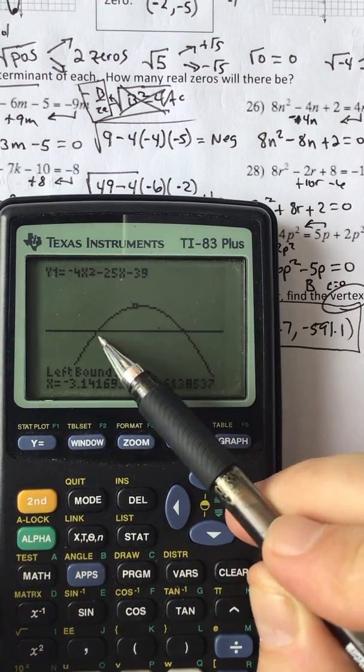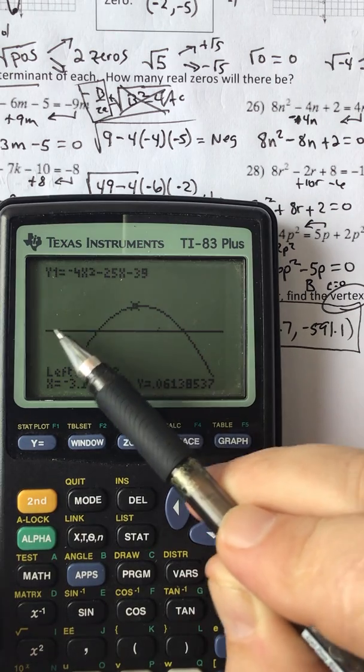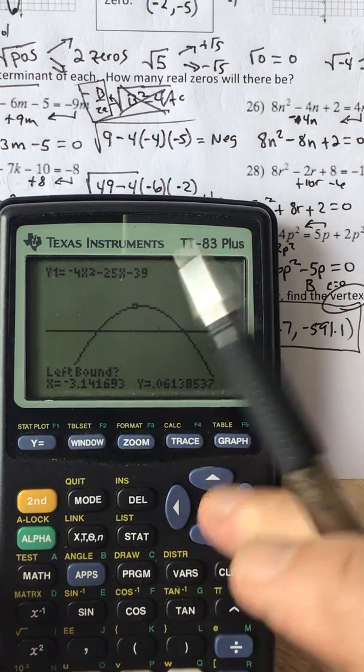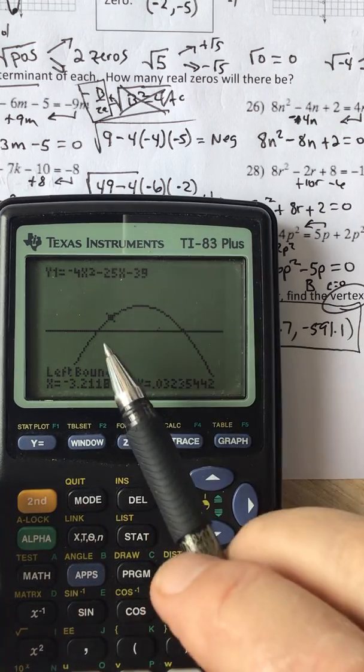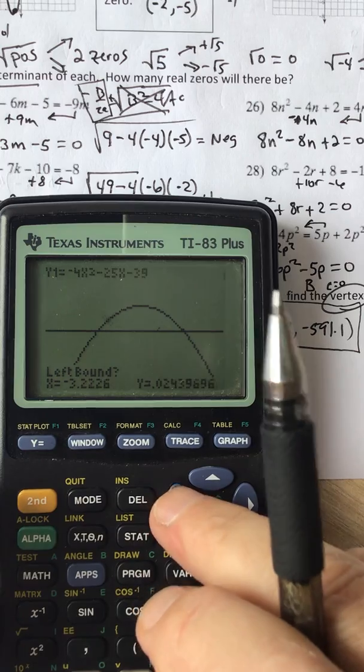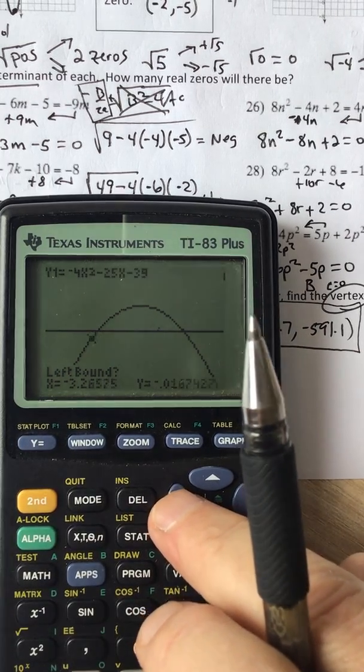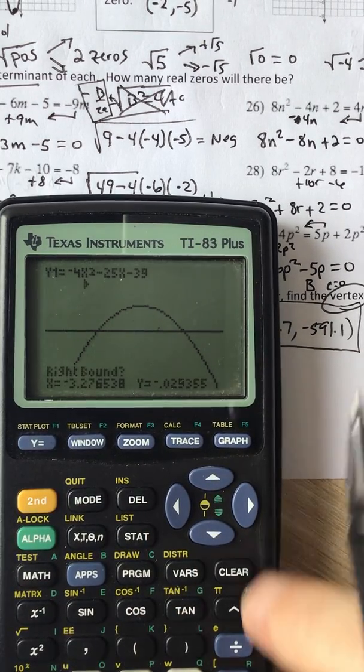It wants me to be to the left of this answer. Now, I don't have any more tick marks, but I do have the little bug. So you can just move the bug to the left. Get your bug to the left of this spot. Doesn't matter how far left, so I'm definitely to the left, hit enter.